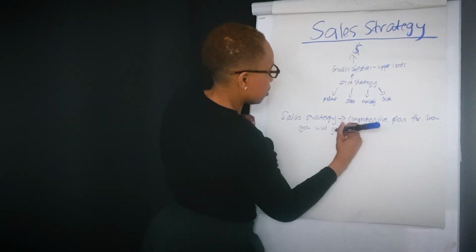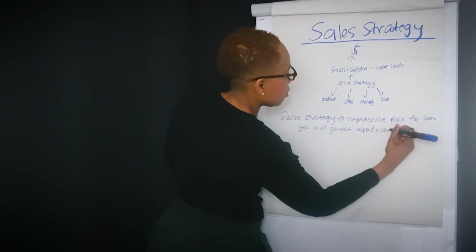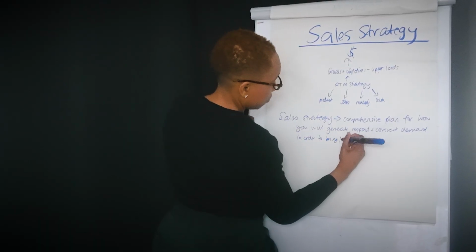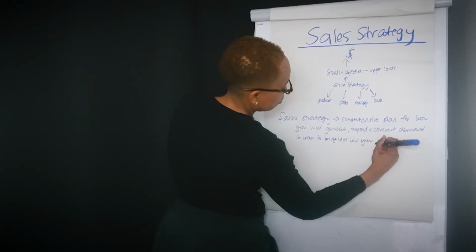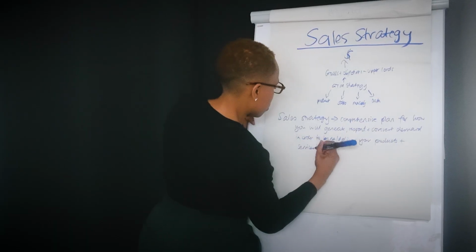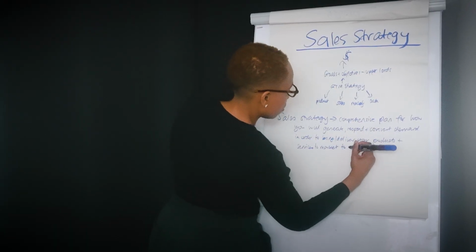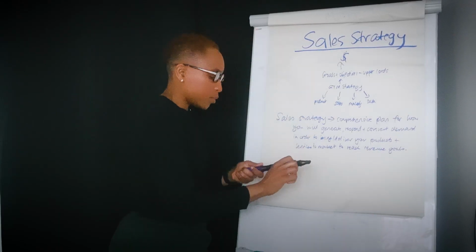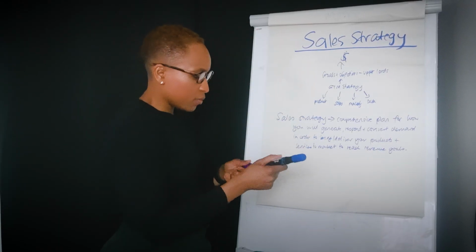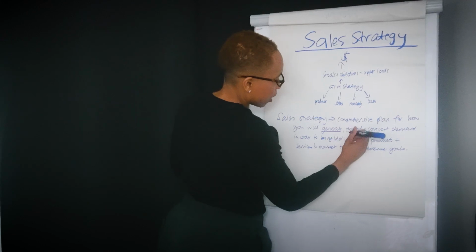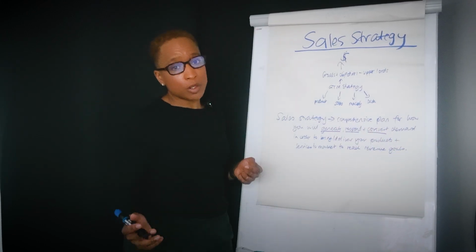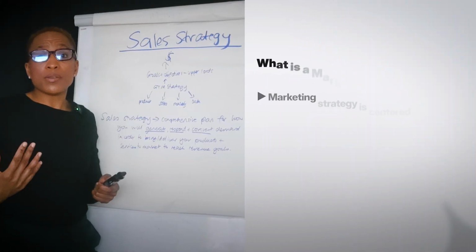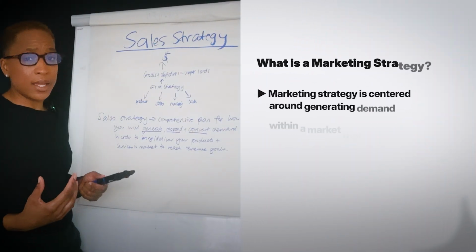will generate, respond, and convert demand in order to bring or deliver your products and services to market to reach revenue goals, right? So reach your revenue goals. Now, I'm just going to quickly touch on why I put generate, respond, and convert. In our marketing strategy definition, if you haven't watched that video, you should probably go back to it. And I know you haven't because the views are low. We said that marketing strategy is really about how you generate demand in a market that has a need, right?